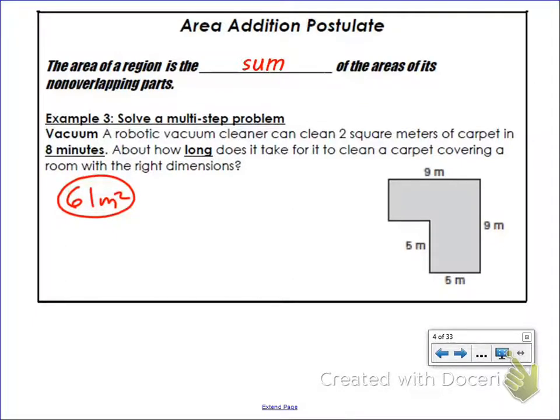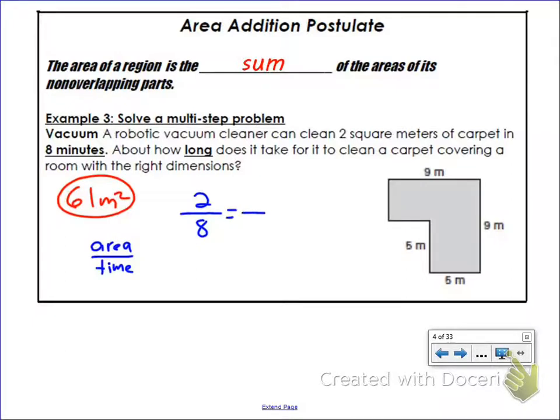So a ratio is a comparison of 2 quantities. We need to identify what are the 2 things that we're comparing. Now for this particular problem, the 2 things we're comparing are area and time. So area of carpet cleaned and the amount of time to do so. So this is going to help us set up our ratios. So the ratio that we're given is that we're able to do 2 square meters of carpet in 8 minutes. So 2 square meters is an area that's going to go on top of my ratio. 8 minutes is a time that's going to go on the bottom of my ratio. So 2 square meters in 8 minutes.